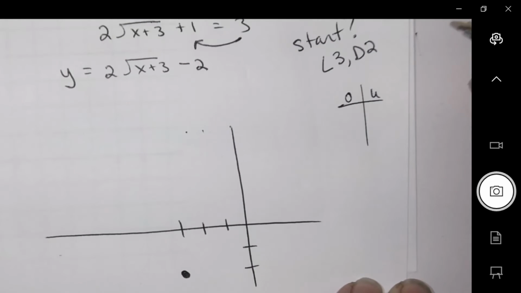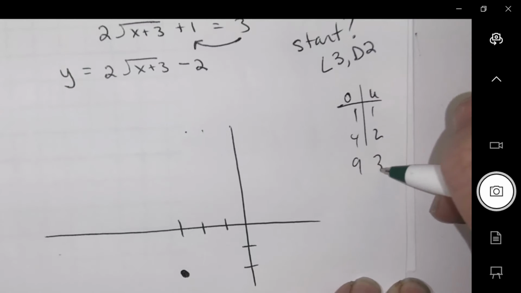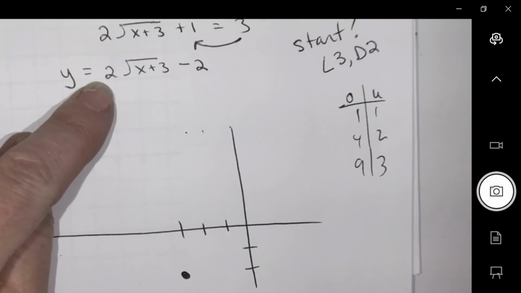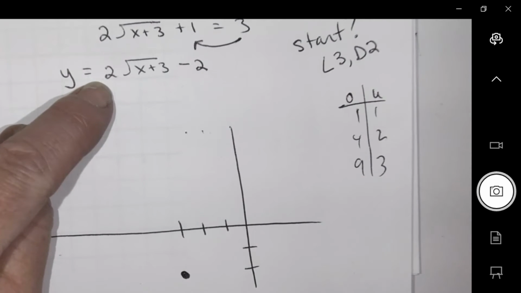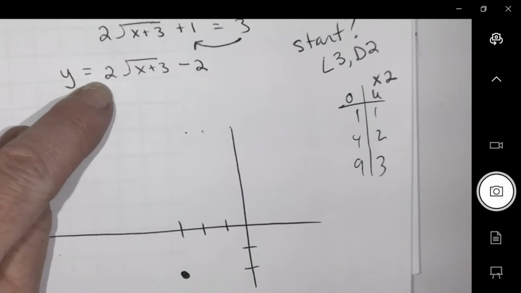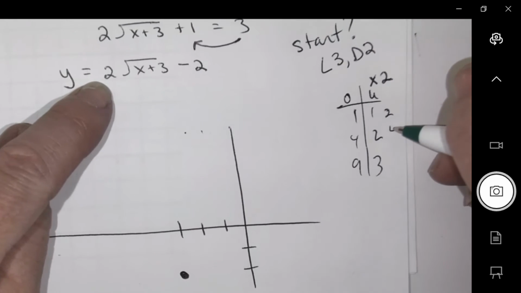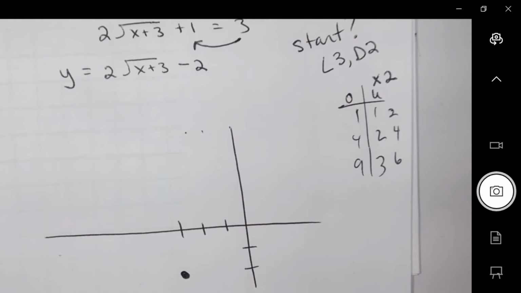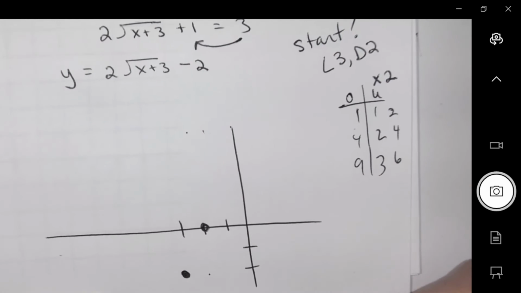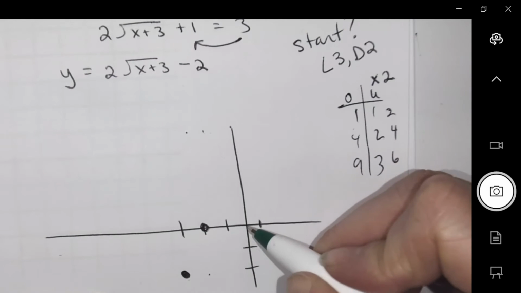And I'm going to do 1, 1, 4, 2, 9, 3 as the pattern. But do what? Because there's a 2 in the A position. So I'm going to times the y by 2 because that's an A value. Okay, now I'm ready to do that. So 1 over, 2 up. 4 over, 4 up.